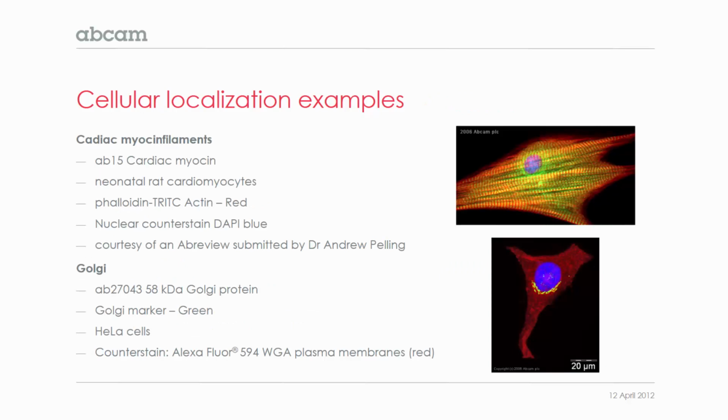Last couple of examples here. We have some lovely cardiac myosin filament staining at the top. And then the next one down is 58 kilodalton Golgi protein. So in the green staining in this image, you can really see the Golgi lit up green around the side of the nucleus.